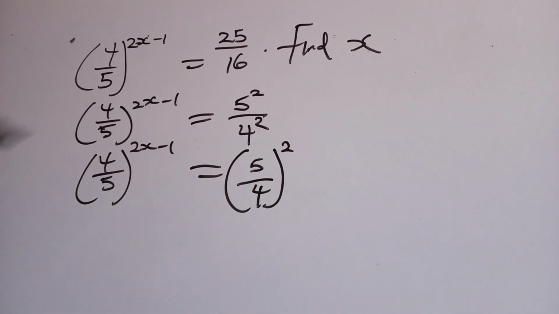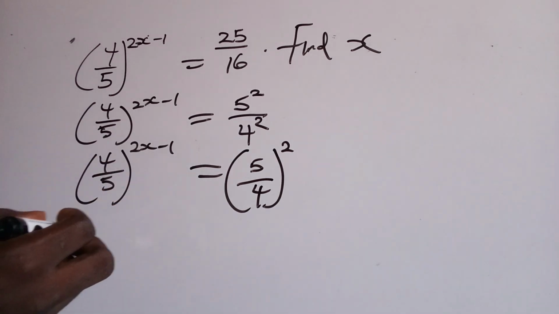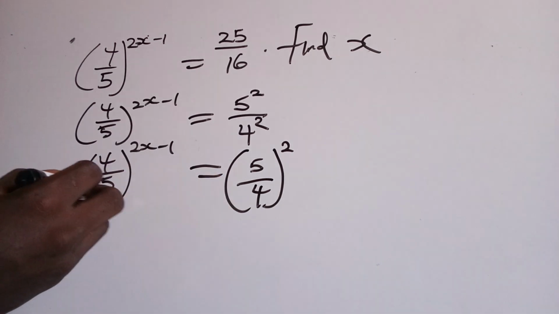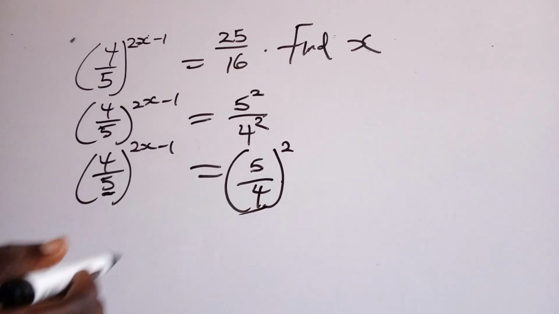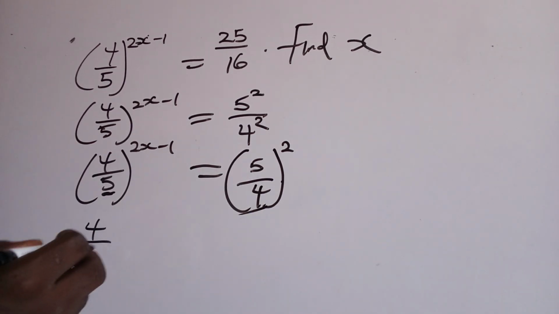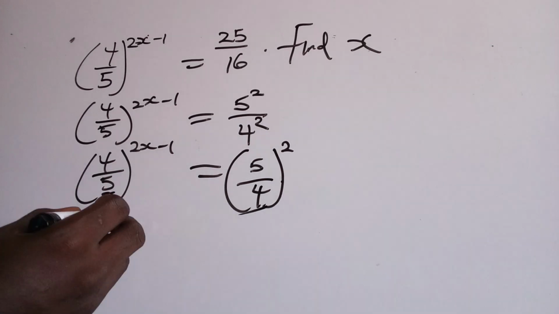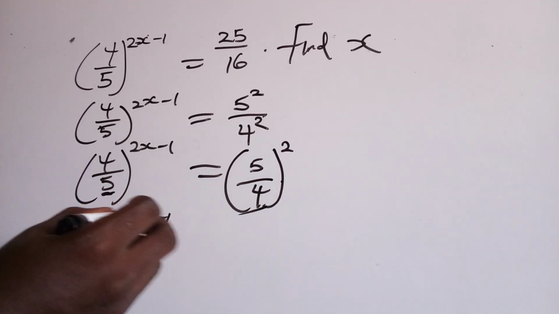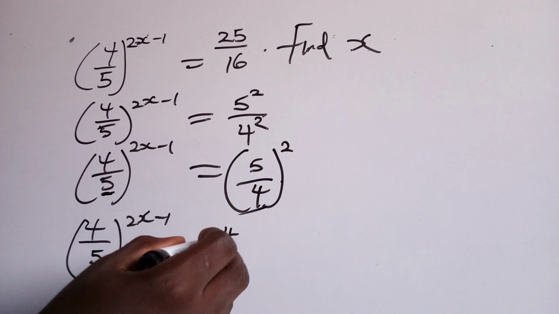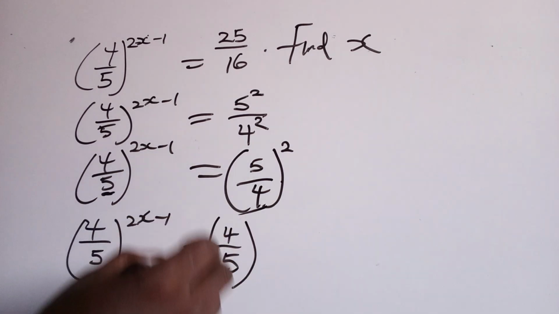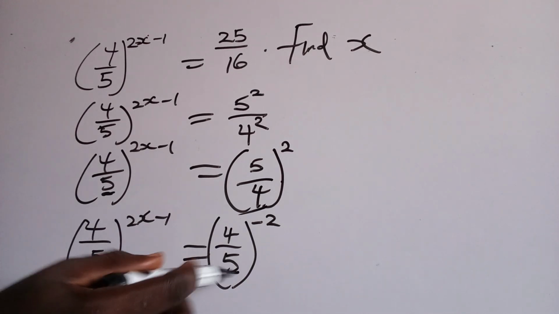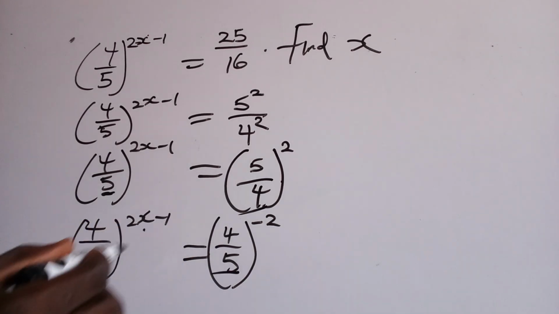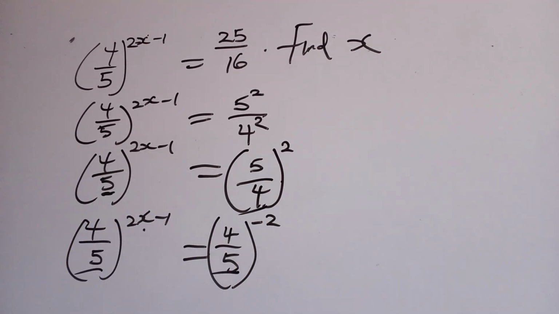If we want to get the same base as this, we find the inverse of this. So 4 all over 5 raised to power 2x minus 1 equals 4 all over 5 raised to power minus 2. Since we have the same base, we can equate the power.